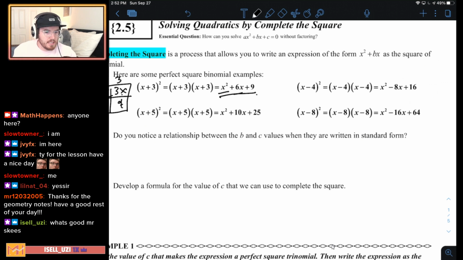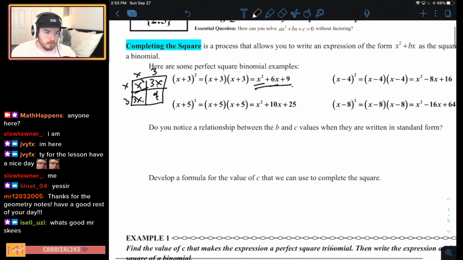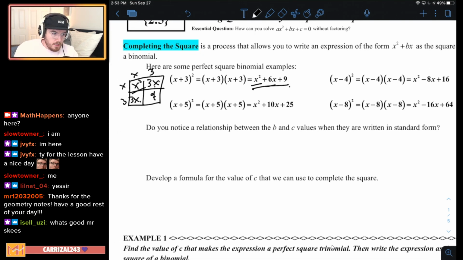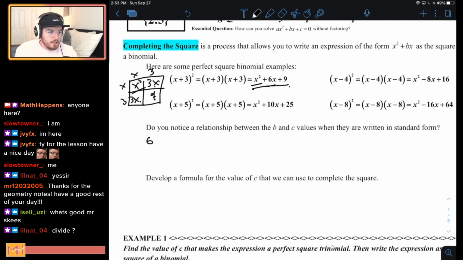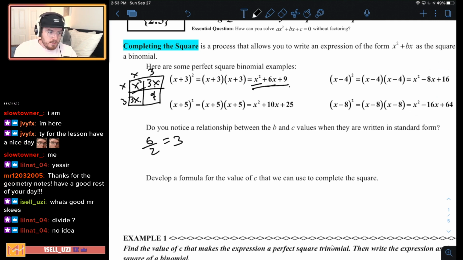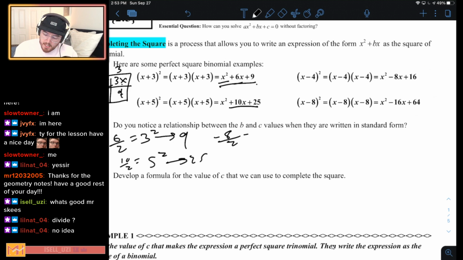Give it 30 seconds for the stream delay here. If I take 6, we are dividing. If I take 6 and divide it by 2, what do I get? 3. And then you square 3, you get 9. If I take 10 and divide it by 2, I get 5. And then you square 5, you get 25. If I take negative 8 and divide it by 2, you get negative 4. And when you square negative 4, you get 16.